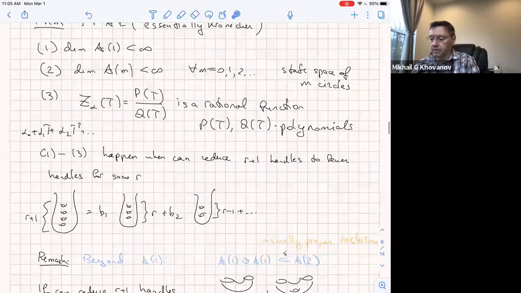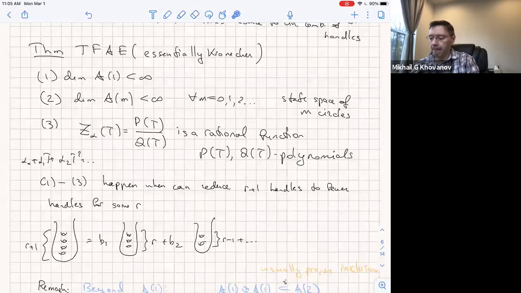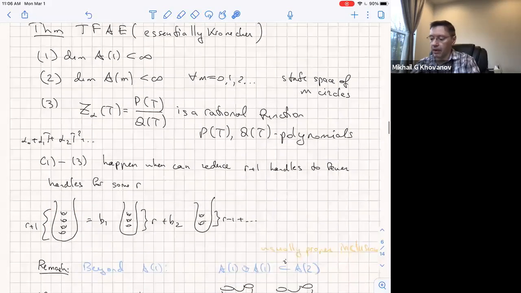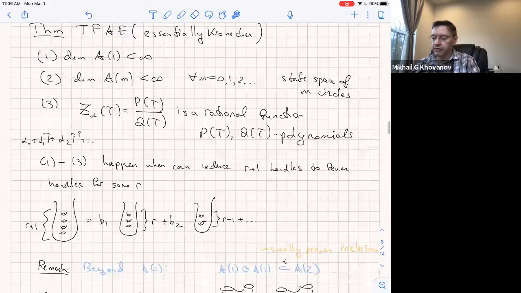And it's not hard to prove. The idea is that condition 1 tells you that you can reduce R+1 handles to a linear combination of surfaces with fewer handles and the same boundary. And once you have this relation, you have a dependence on coefficients of Z alpha starting from this many handles, starting in that degree. And this in turn will tell you that the generating function is a rational function.